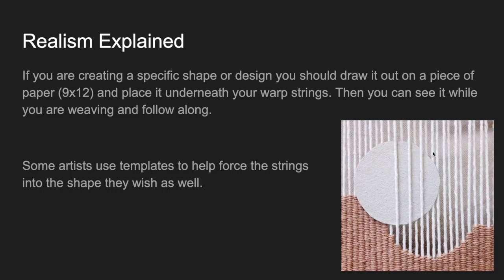If you're creating a specific shape or design, like I said, you're going to draw it out and create a template. So here the person wanted a circle, so what they did was made a tracer, a template, and then they can kind of stick it in the strings and push down to help create the rounded edge. So whether you're creating a sun or if you're doing mountains for triangles, you can create a template to help you organize the differences of color.